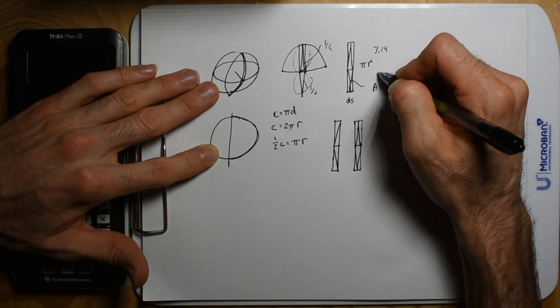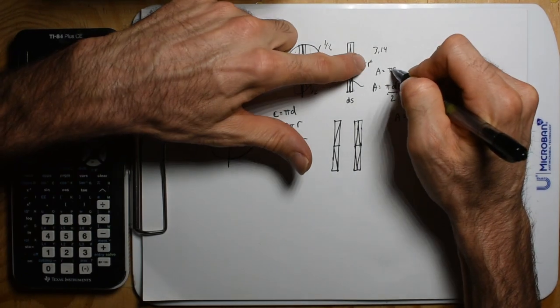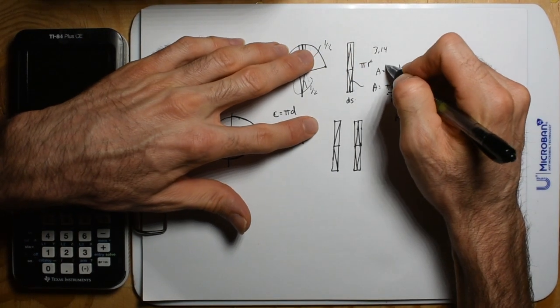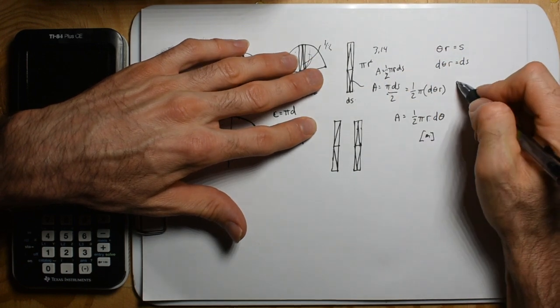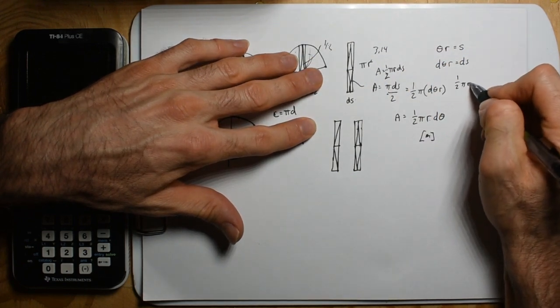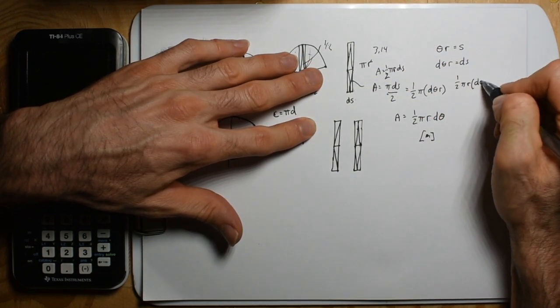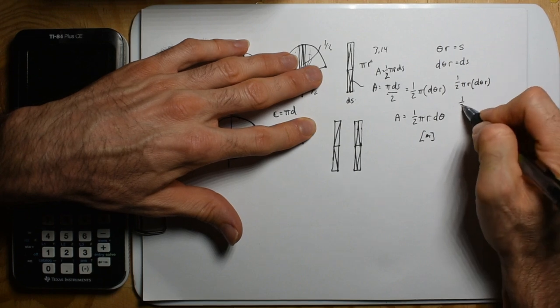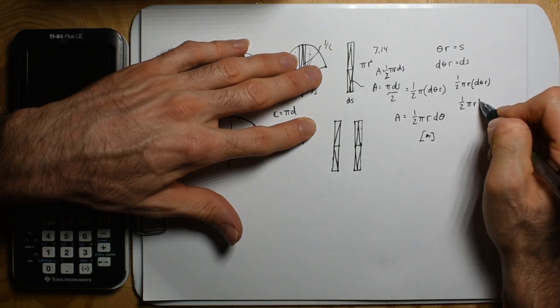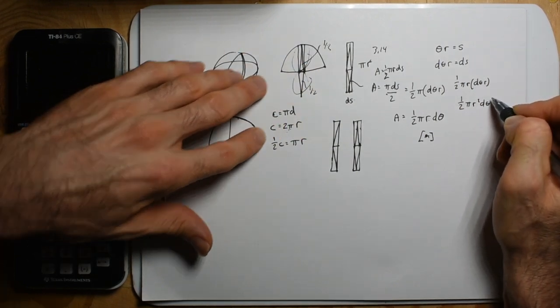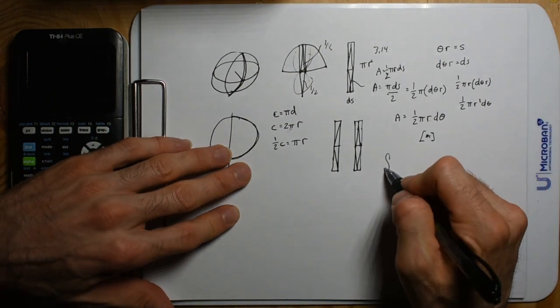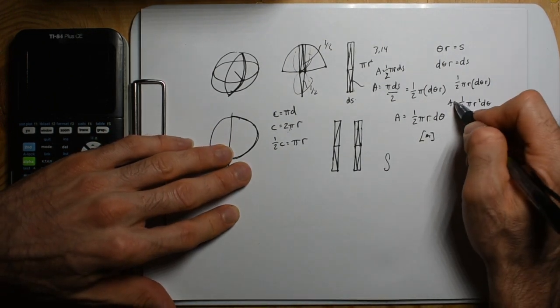We have area is pi r times ds, and then we're going to divide that by 2. We're going to go 1/2 pi r. This ds is d theta r, and so we're going to go 1/2 pi r squared d theta. And now we're ready to rock and roll. We're going to integrate, and this is the area.